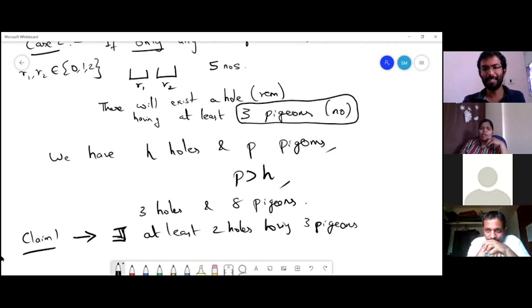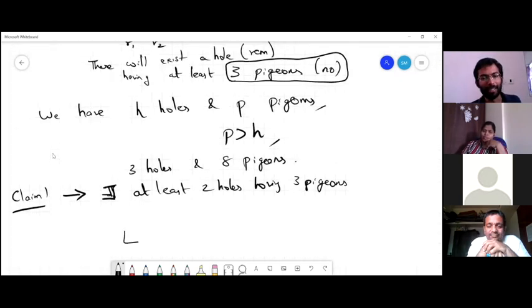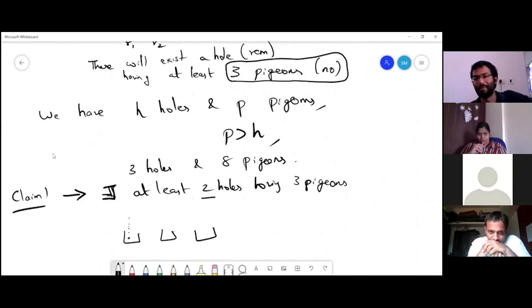No, they could all be in one, right? The thing is, we could have this case where we have these 3 holes, and all the pigeons could be in the same hole. So now there is this danger in making a statement about having 2 holes. All we can say is about 1 hole. So how can we change the statement?